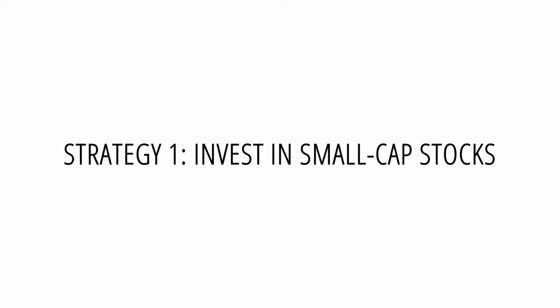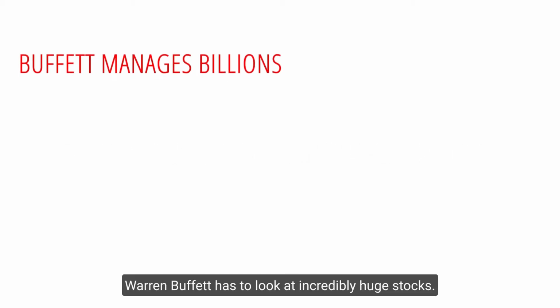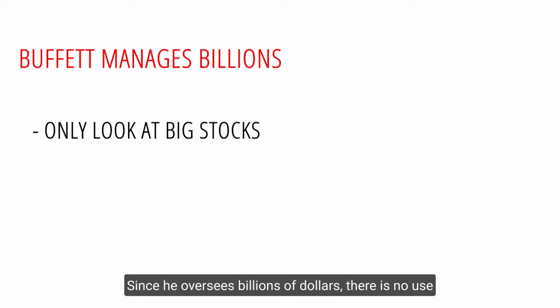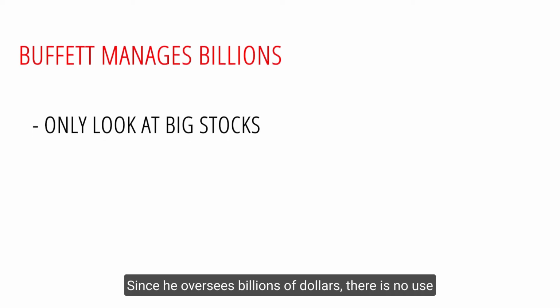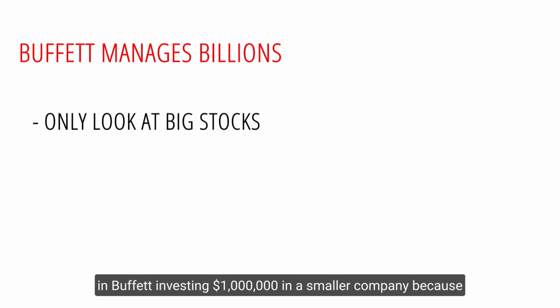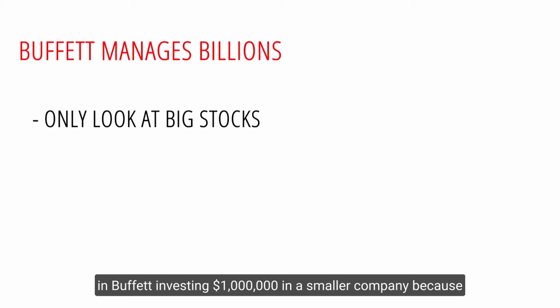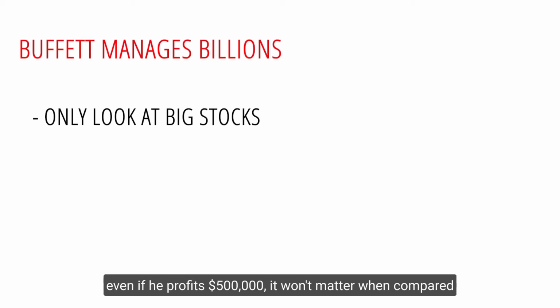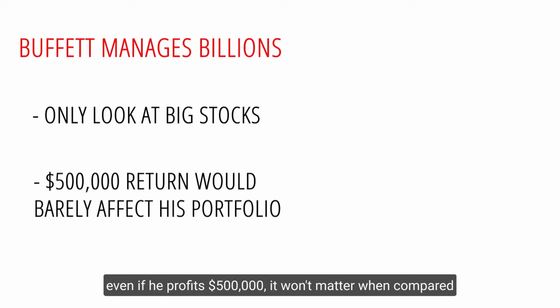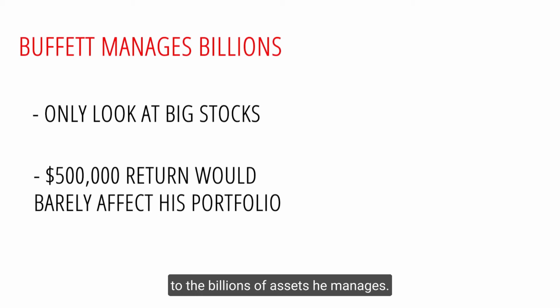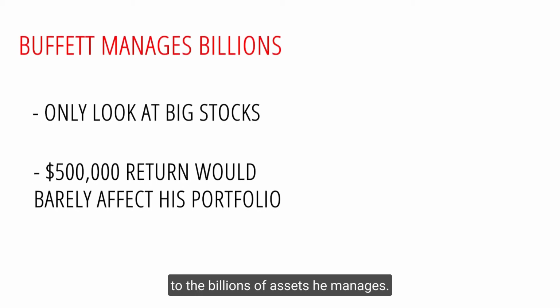Strategy number 1. Invest in small cap stocks. Warren Buffett has to look at incredibly huge stocks since he oversees billions of dollars. There's no use in Buffett investing $1 million in a smaller company because even if he profits $500,000, it won't matter when compared to the billions of assets he manages.